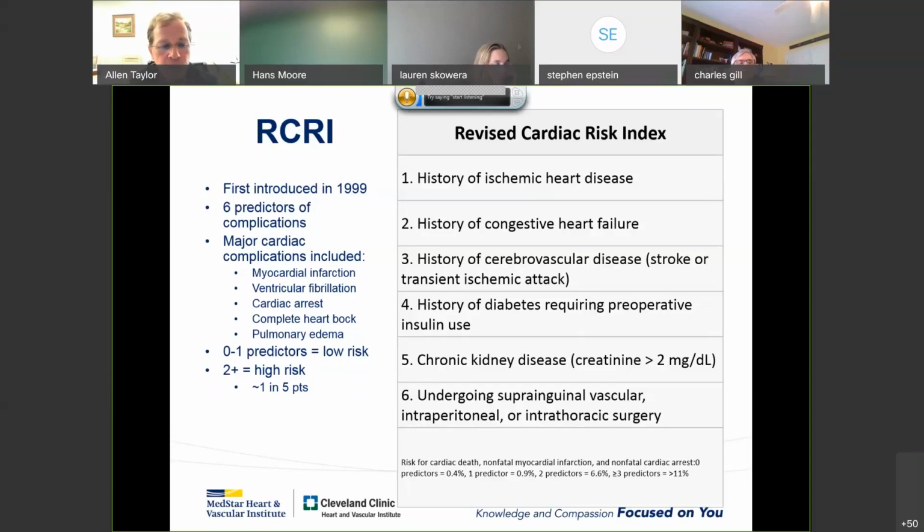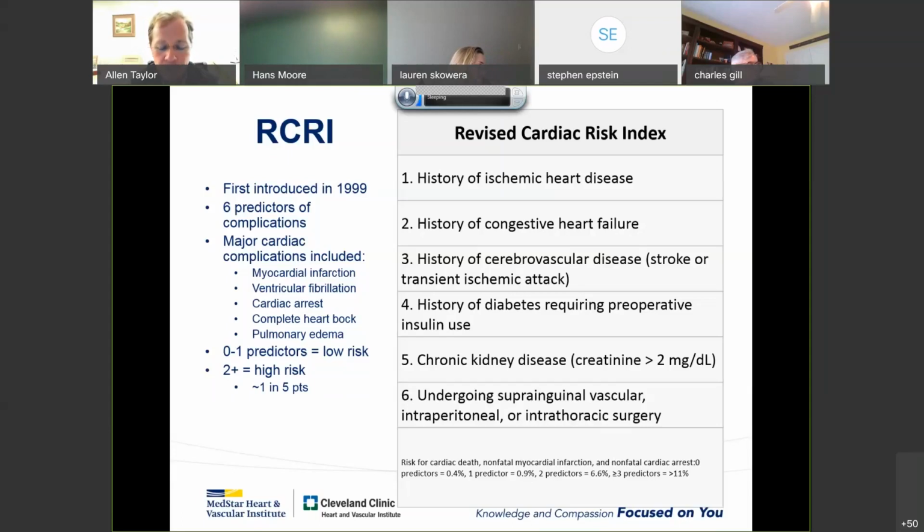And a patient with 0 or 1 predictors would be considered low risk, and those with 2 or more would be considered high risk. And that's present in about 1 in 5 patients going through surgeries in a contemporaneous analysis, that is having 2 or more of these factors, recognizing that these factors are becoming more and more common. You know, the prevalence of ischemic heart disease, heart failure, diabetes, and so forth is just becoming greater and greater in our population.